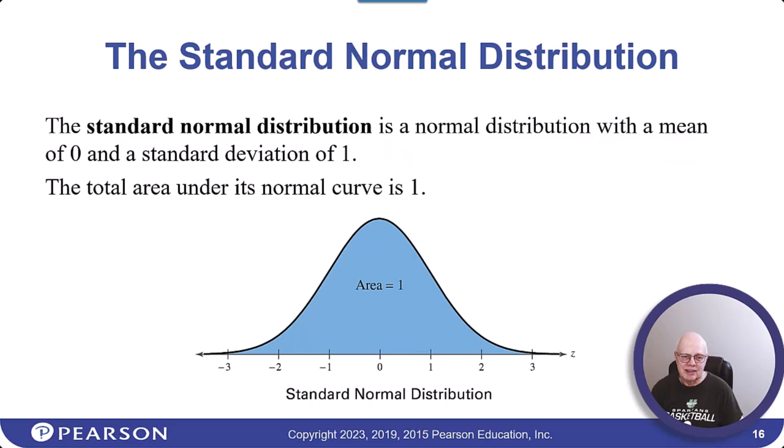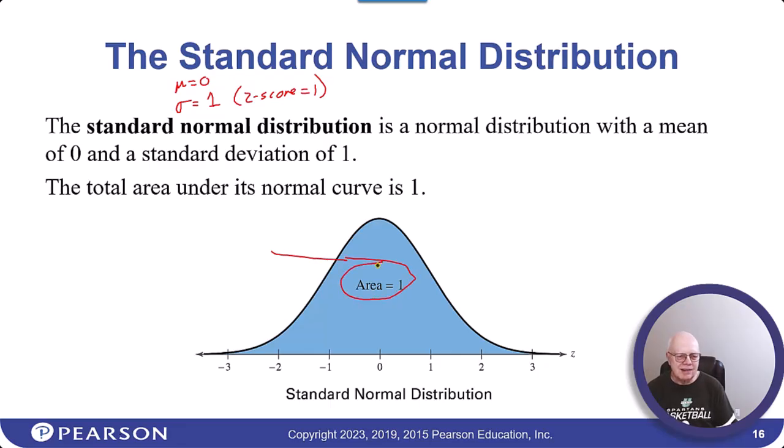So, and some of these things I know I'm repeating, but I want to make sure you don't have a chance to forget it. So the standard normal distribution has a mean of 0 and a standard deviation of 1. A z-score of 1. The area under the curve is 100%. This is the standard normal distribution.